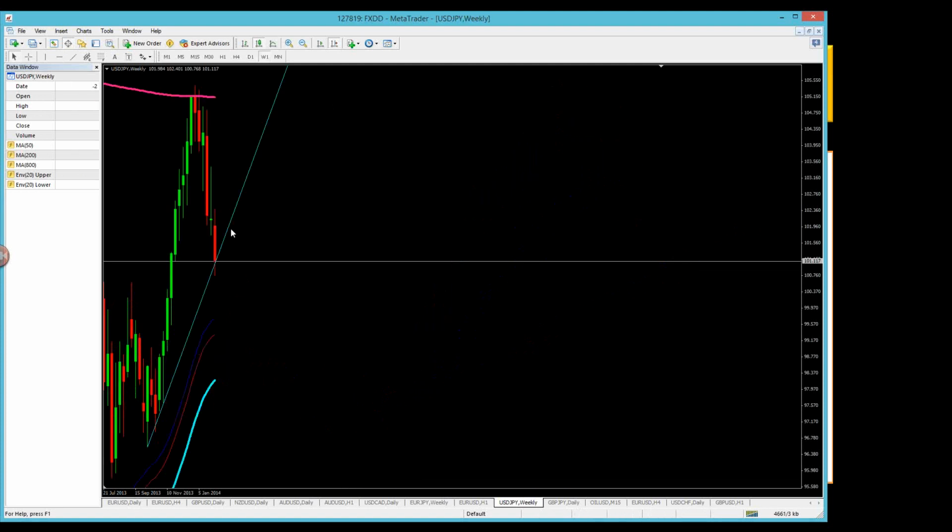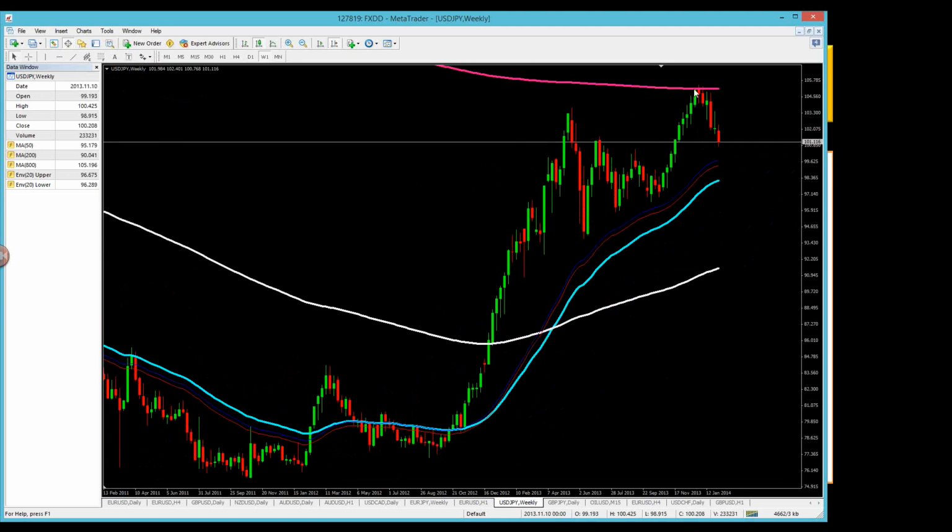In fact, let me take a look at the weekly chart. That'll give us an idea. And you can see here, guys, that we really bounce off the 800 for the dollar yen on the weekly, and it's really interesting to see this. If you're conscious of what's going on, some of these are open trades for you.